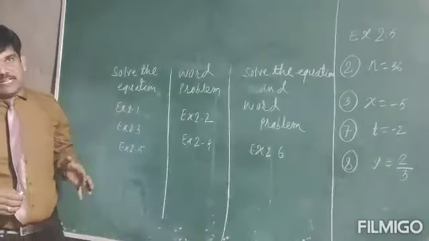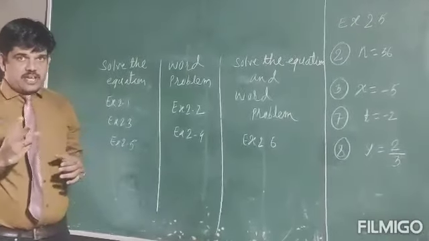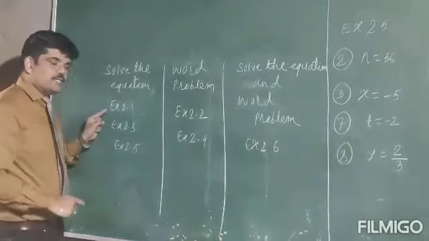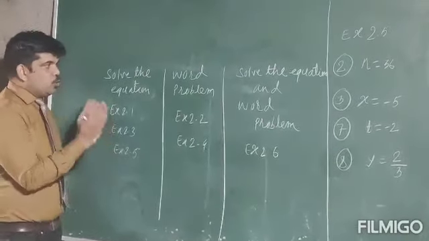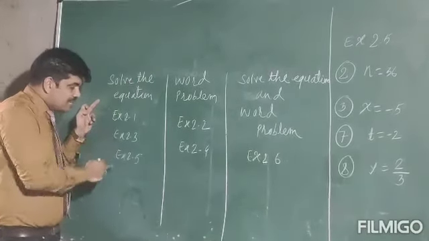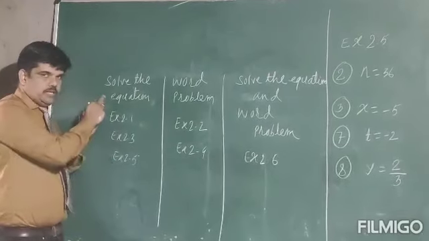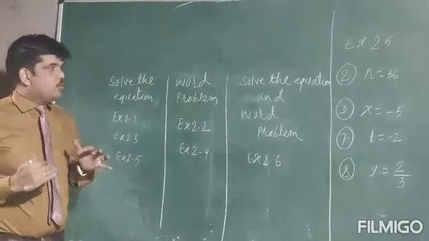We started the previous lecture on linear equations in one variable. We completed three exercises, which are exercise 2.1, 2.3 and 2.5. I made two parts of this chapter. One is solving the equation. So these three exercises come under solving the equation. The equation is already given, and we have to find the value of the variable.